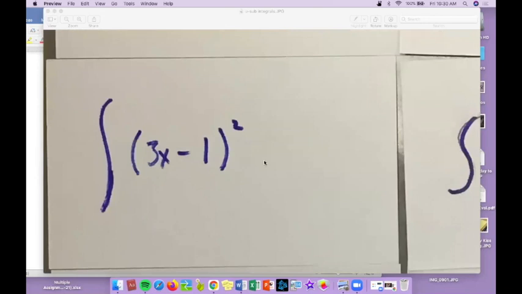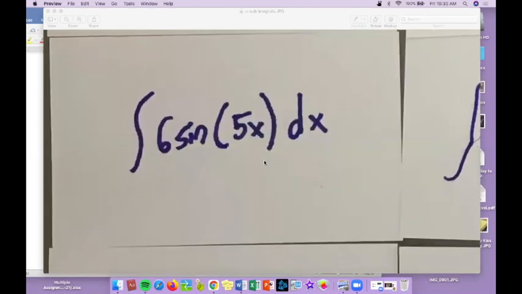All right, next. 10 seconds, go. Okay, first of all, don't forget the dx when you write your integrals. This is 1/3 quantity 3x minus 1 to the third over 3 plus c. 10 seconds, go. Okay, this one is -6/5 cosine of 5x plus c.